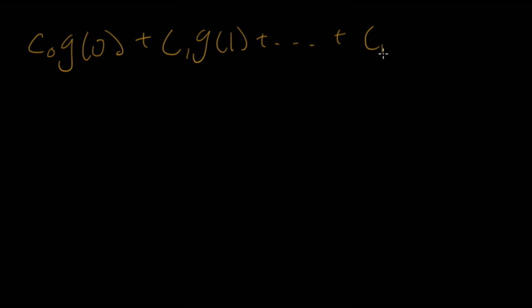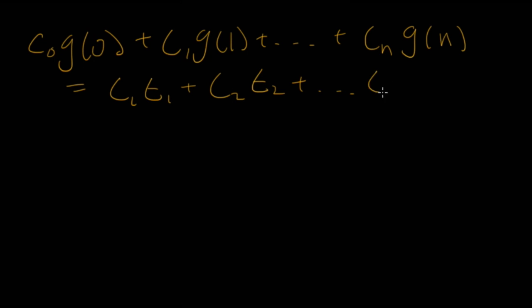So now that we know what g of 0, g of 1, g of 2, g of 3, all the way to g of n are, let's look back at the original relation we had, namely c sub 0 g of 0 plus c sub 1 g of 1 plus all the way c sub n g of n equals c sub 1 epsilon of 1 plus c sub 2 epsilon sub 2 plus all the way c sub n epsilon of n.